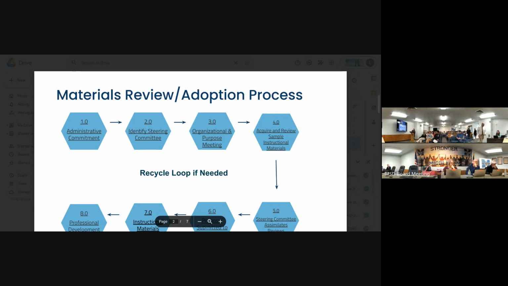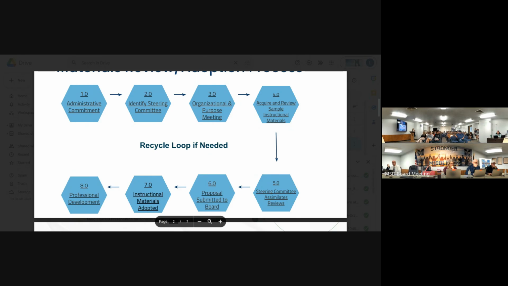So this is the process that we go through as we work to adopt curricular materials. We start off with the administrative commitment and having the working budget to be able to adopt resources. Then we identify a steering committee. We have an initial meeting with our steering committee, and then we acquire and review those materials. On Friday, we assimilated all of the reviews, and we are now at step 6, where I am going to submit a proposal to you, the school board. Go to the next slide.